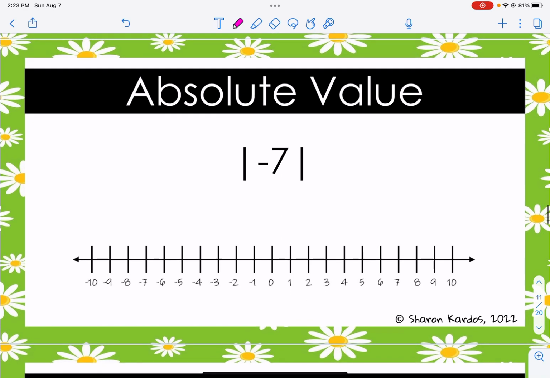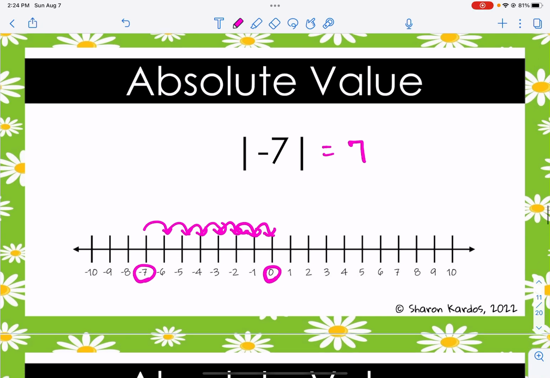All right, you try this one. Think it through, come up with an answer. It's asking you, what is the absolute value of -7? So our two important numbers, -7 and 0, we want to see how many hops it would take for us to get from -7 to 0, and the answer is 7. It would take us 7 hops to get to 0.